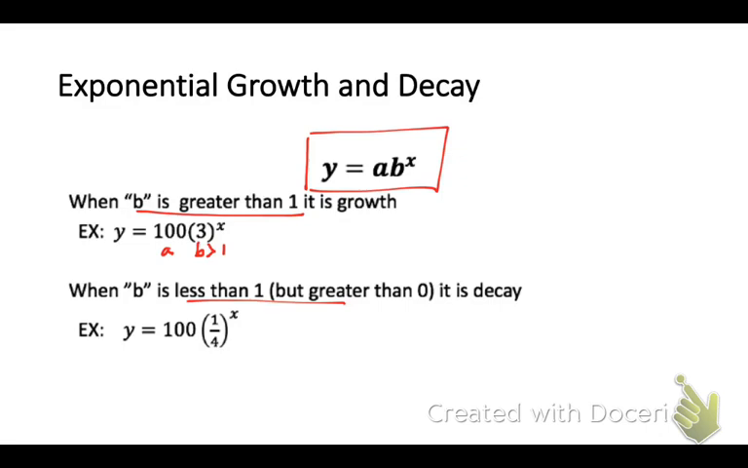Now, if b is less than 1, then we have decay. So again, our starting amount is 100, but notice our b is 1/4, and that is less than 1. So that means each time this situation occurs, your beginning amount decreases by 1/4. You have 1/4 as much, actually. It decreases by 3/4.